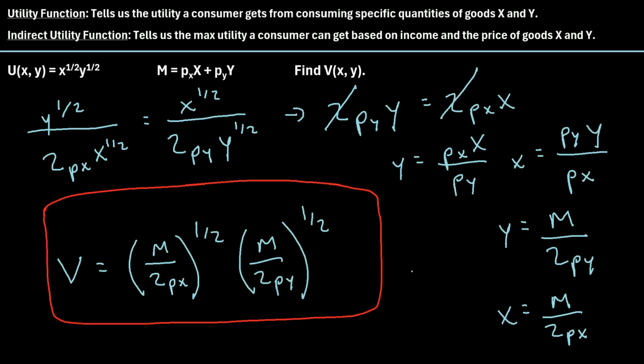So that's the general process you can use to find an indirect utility function when you are given a utility function.